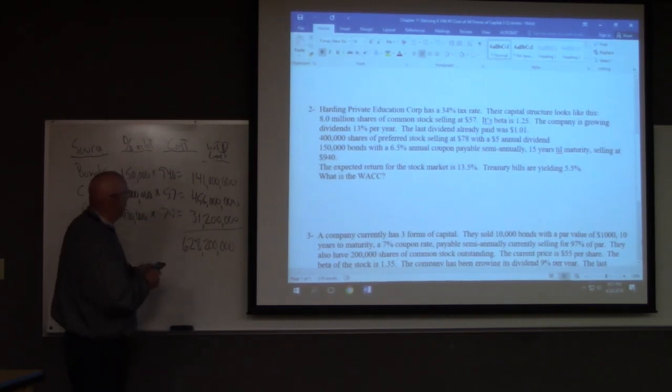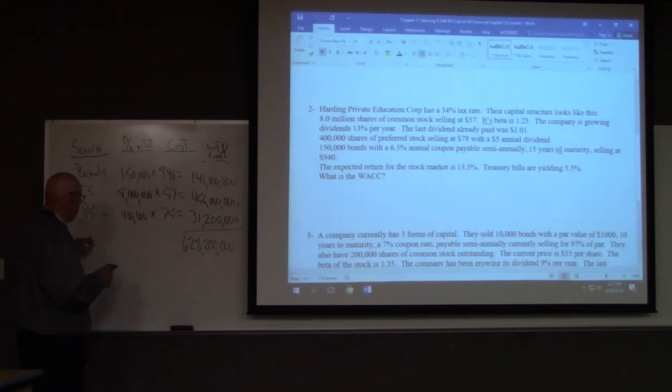All right, and so let's go ahead and write this down because we're running out of space over there. Common stock, preferred stock, and bonds. All right, so 141 million divided into 628,200,000. There we go. And that is 22.44%. So let's put 22.44%. Go ahead and carry it out a little bit.